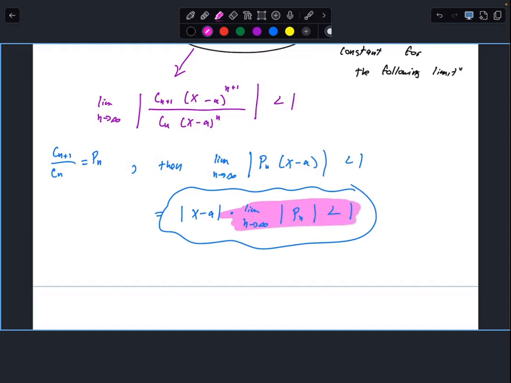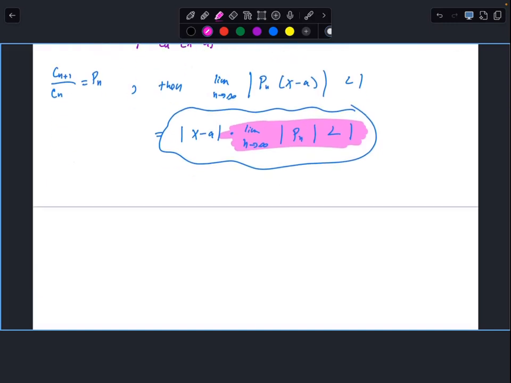And I will make the connection to what it looks a little bit more traditional in terms of the normal work. But what we get is 3 different scenarios. Scenario 1: the limit as n approaches infinity of the absolute value of p sub n turns out to just be 0. And we know 0, of course, is less than 1.